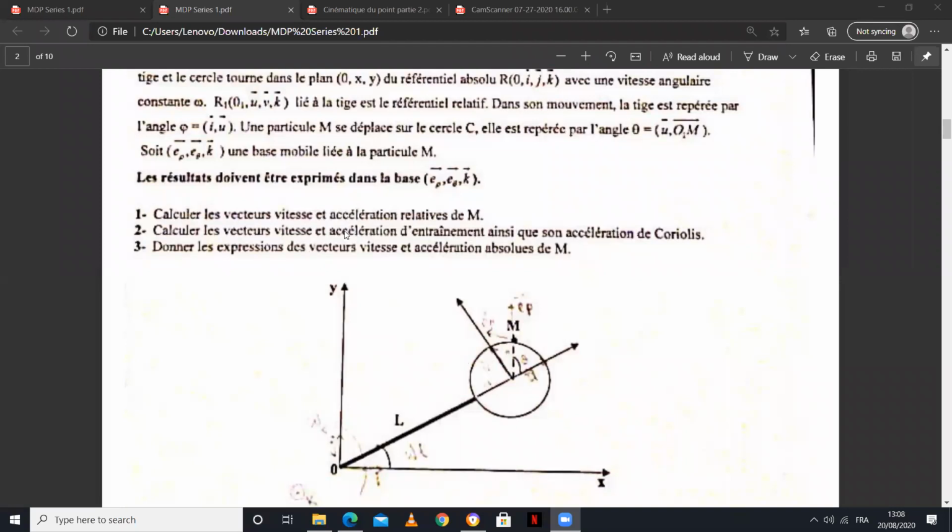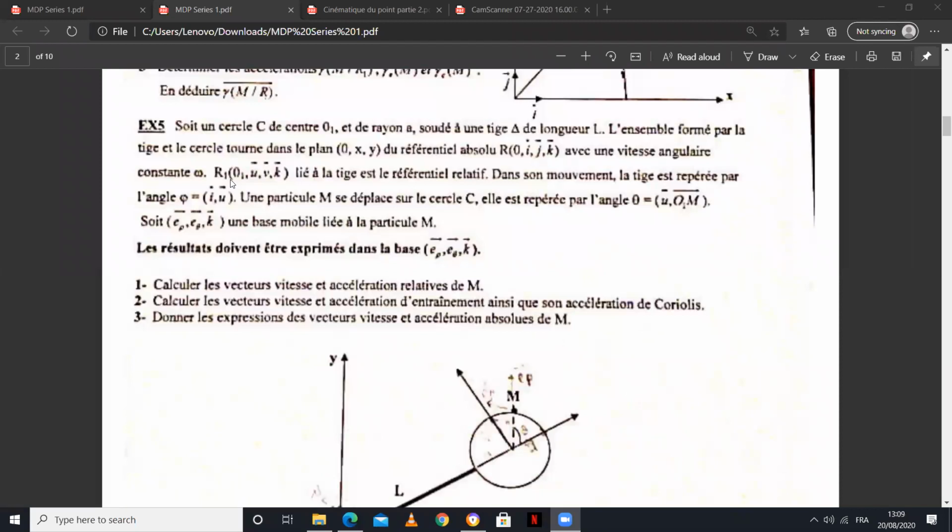Calculer le vecteur vitesse et accélération relative de M. So this time we're beginning with the accélération et la vitesse relative. Vitesse relative, c'est la vitesse du point M dans le repère relatif. And what they've told us here is that R1 avec à l'origine O1 UVK lié à la tige est le référentiel relatif. Okay? So, what's the vector position we're going to use in this question for us to calculate the vitesse? Because vitesse is going to be the derivative of the vector position par rapport au temps.